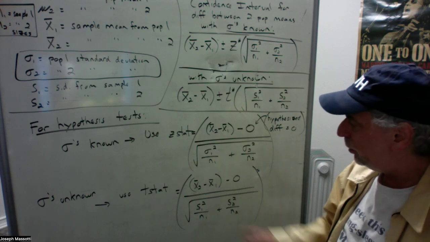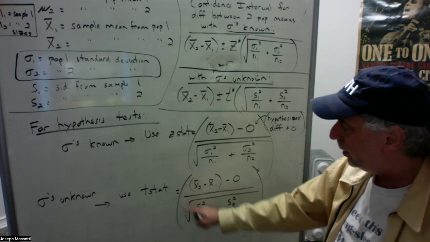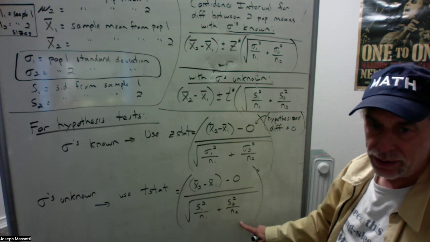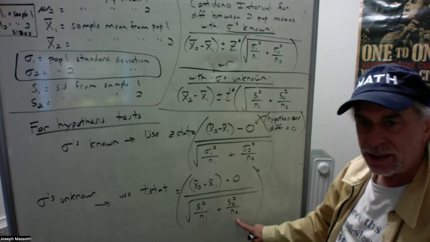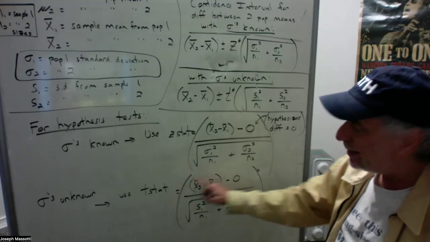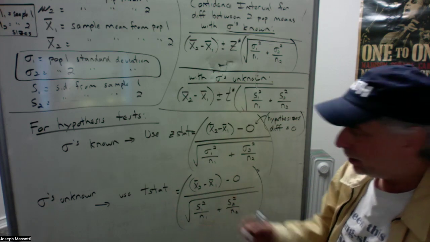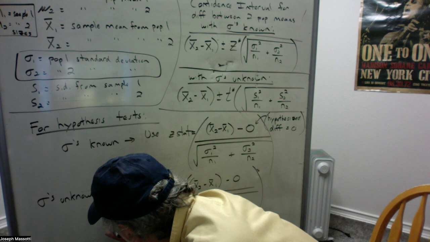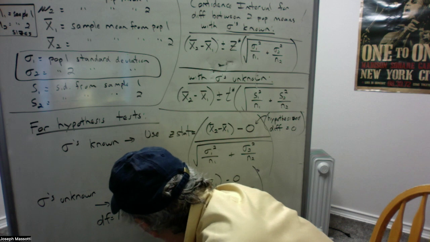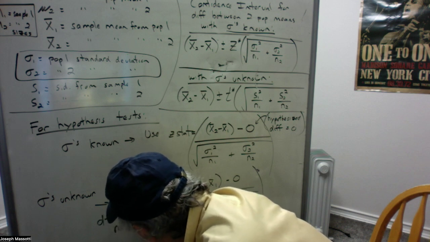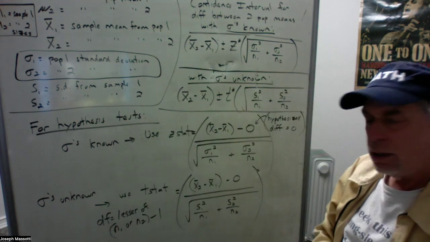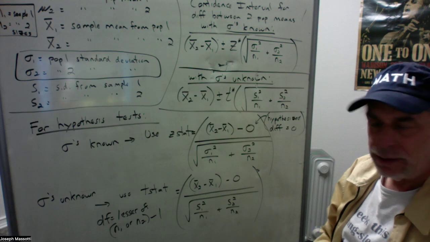And another thing, when we do this, the degrees of freedom for this test are going to be 1 less than the smaller sample size. All right, so whatever the smaller sample size is, you subtract 1, and that's going to be your degrees of freedom that you use for the t distribution when you look up the probabilities. All right, so degrees of freedom is the lesser of n1 or n2 minus 1. So the lesser of the two sample sizes minus 1, that's going to give us our degrees of freedom.